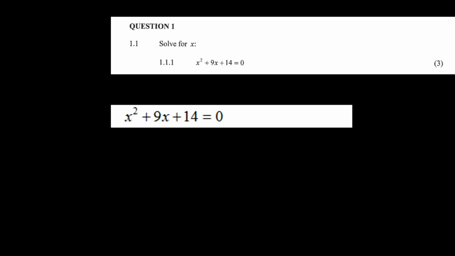Question 1.1.1. Solve for x squared plus 9x plus 14 equals 0. Well, this is a gift for 3 marks. It's factorizing a quadratic. Now the rule on factorizing a quadratic is FOIL: first, last, inside, outside.